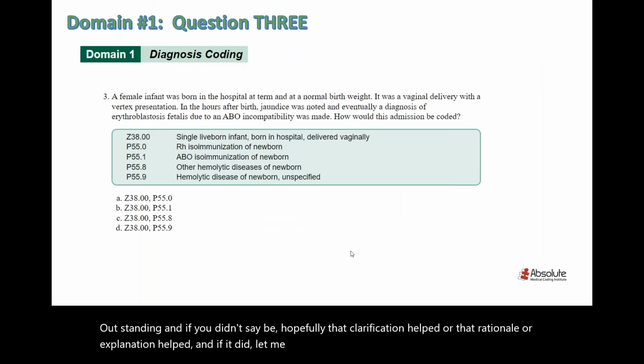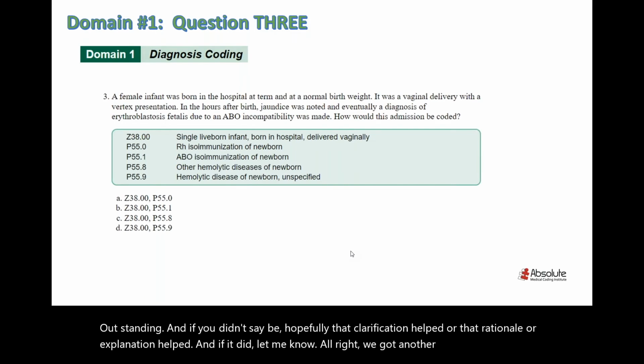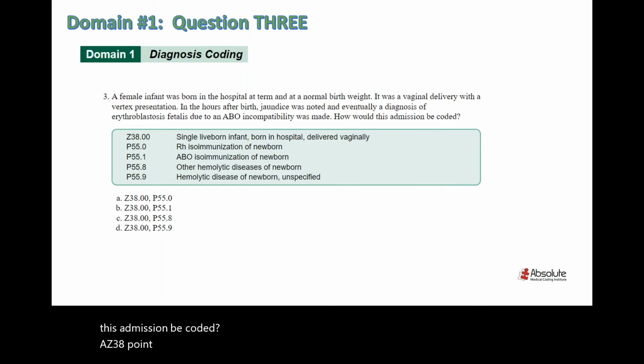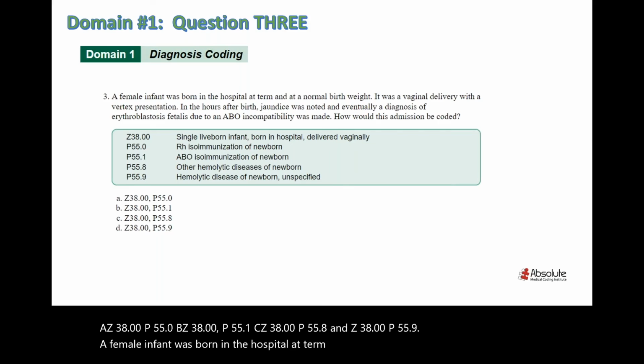All right, we got another scenario. How would this admission be coded? A, Z38.00, P55.0. B, Z38.00, P55.1. C, Z38.00, P55.8. And D, Z38.00, P55.9. A female infant was born in the hospital at term and at a normal birth weight.